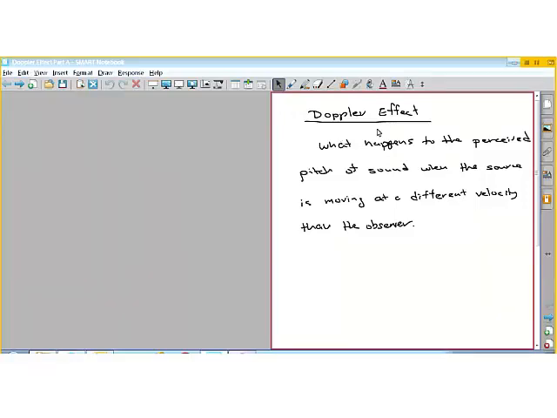Okay, the next topic is the Doppler effect. The Doppler effect is what happens to the perceived pitch of sound when the source is moving at a different velocity than the observer. The source is where the noise is coming from, and the observer is some person. You can have the source moving and the observer stationary, the source stationary and the observer moving, or both the observer and the source moving. And it's really the relative speed between the two objects that's important.